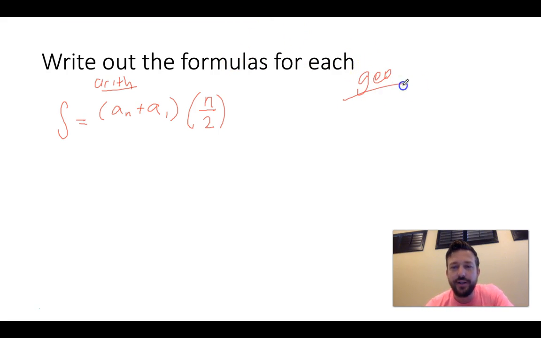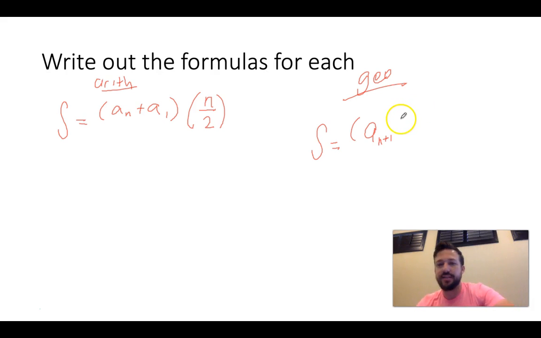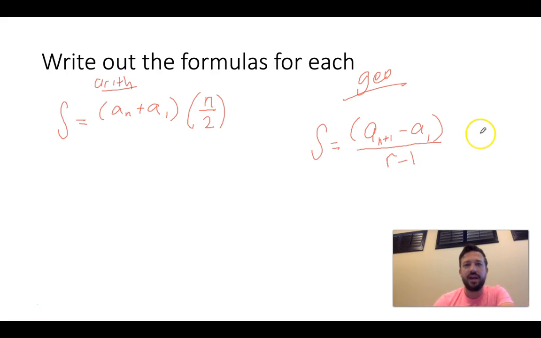Okay, geometric. The summation of this one was a little more difficult, but I wouldn't say way more difficult. Remember, they give you the last term, and then you need to find the next term, which I'll call AN plus 1. That's the term after the last term. You got to figure that out. And you subtract off the first term, and then you divide it by the ratio minus 1. Those are the two formulas to find the summations of the different sequences. So let's go forward.